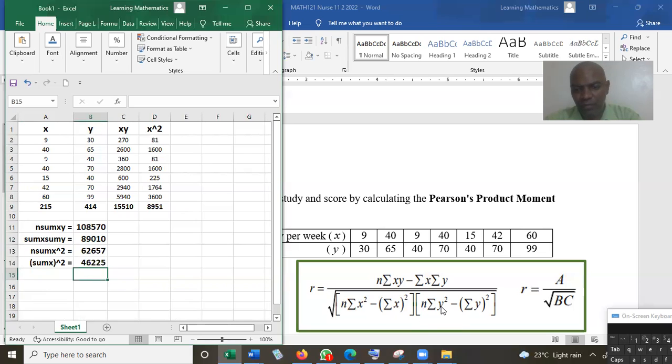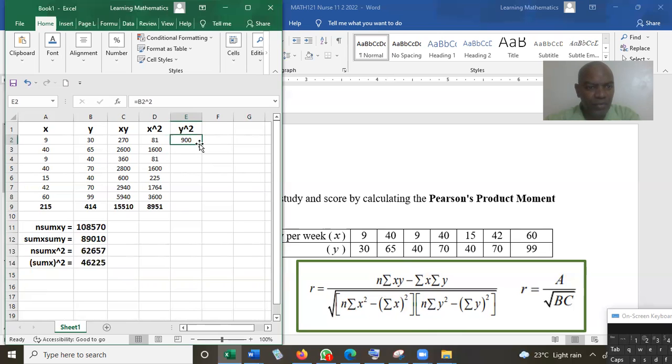Now here we have y squared, the sum of the y squared multiplied by n. So we need to find y squared first before we sum and then multiply by 7. So we just type equal. The first y is in B2, so we just click on B2 and raise to the power of 2. That's 30 squared. That will give us 900.